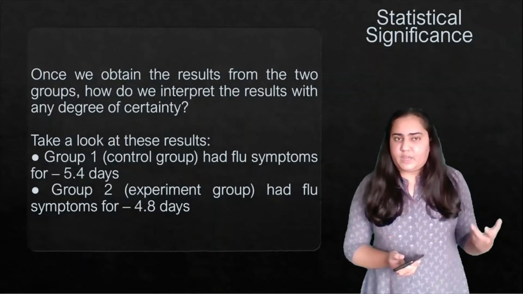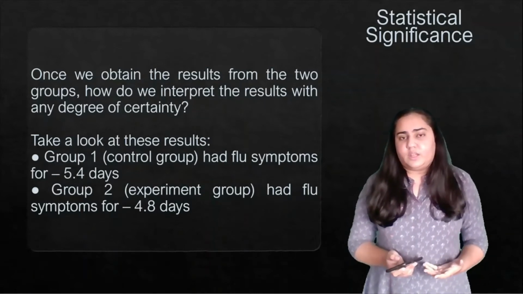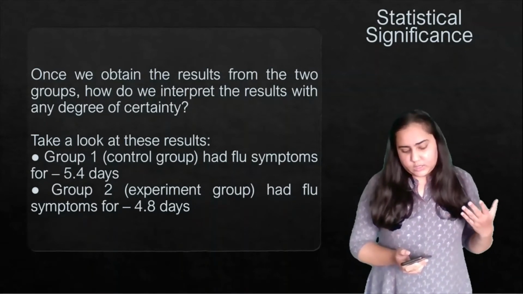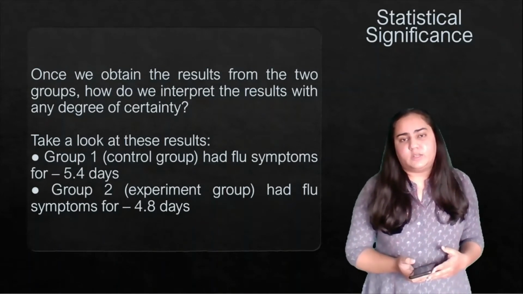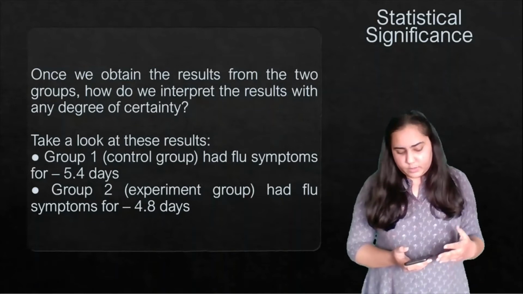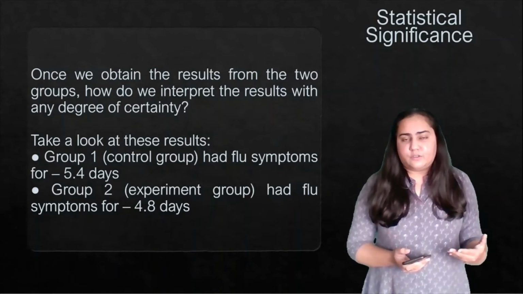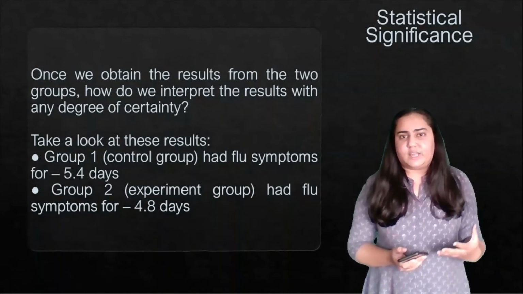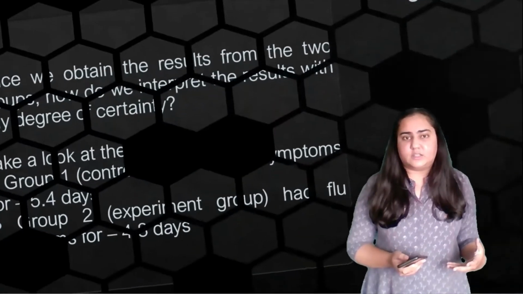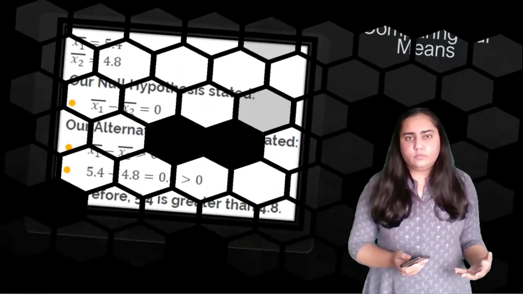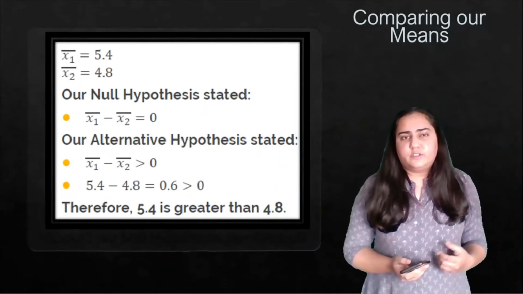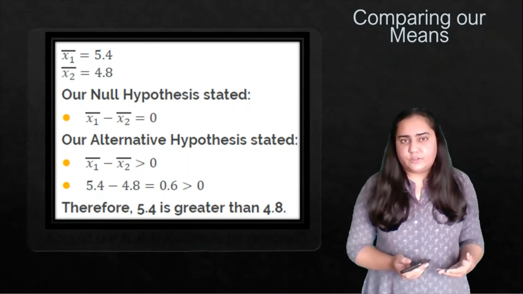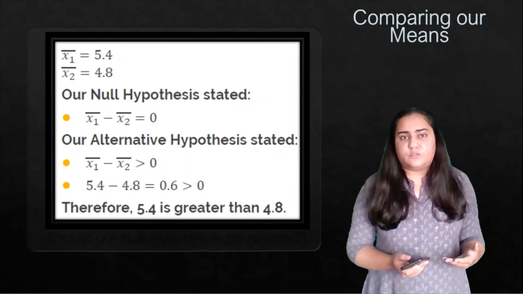The group which was given the fake medication was 5.4. The one which was given the real medication, their symptoms lasted for 4.8 days. So there is a difference. But we need to find out if this difference is of any help to us, right? If this difference is actually making sense, does it have any statistical significance? Okay. So first of all, we begin by comparing our means. For the first group, the mean was 5.4. For the second group, the mean was 4.8.